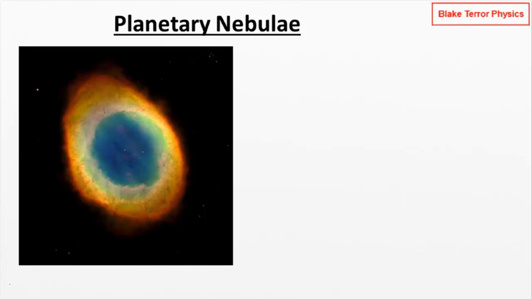Hello, in this video I'm going to talk about planetary nebulae, which are popular objects with astronomers because they can result in photographs like this one. This is the Ring Nebula, M27, one of the bright planetary nebulae in the Northern Hemisphere.